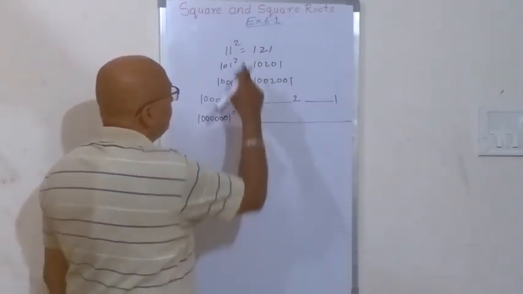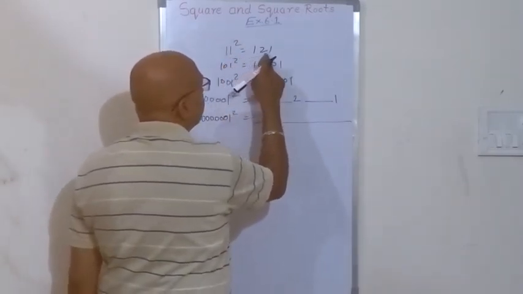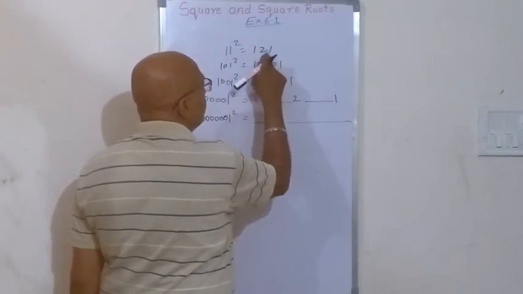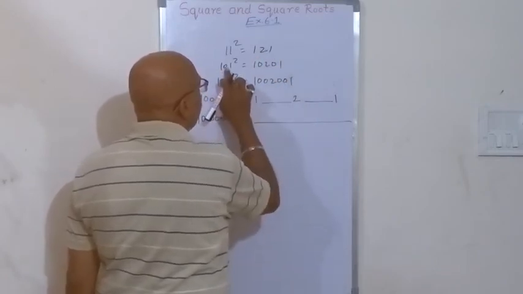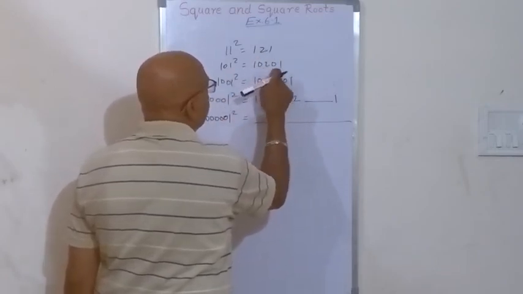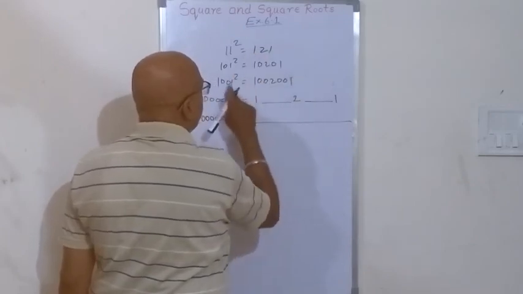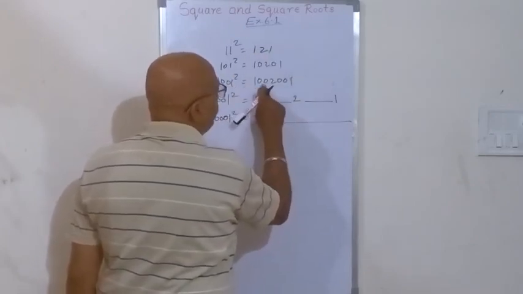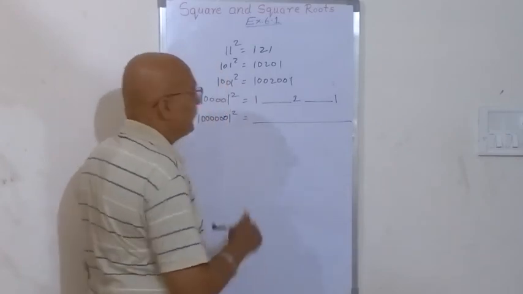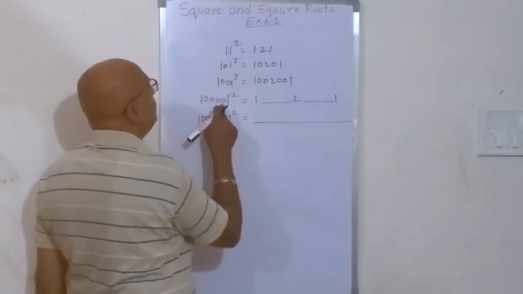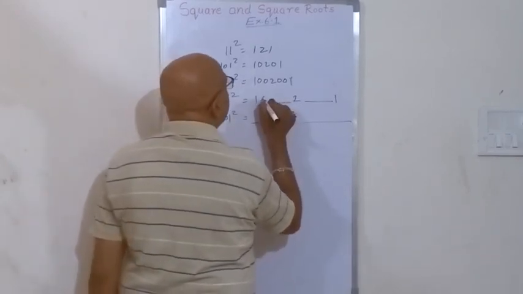Now see here, see the pattern. Here no zeros, so no zeros in between 1 and 2. Here one 0 is there, so one 0 will come between 1 and 2, both sides. Here 2 zeros, again 2 zeros both sides it is coming. How many zeros here? 4 zeros. So just write here 4 zeros.